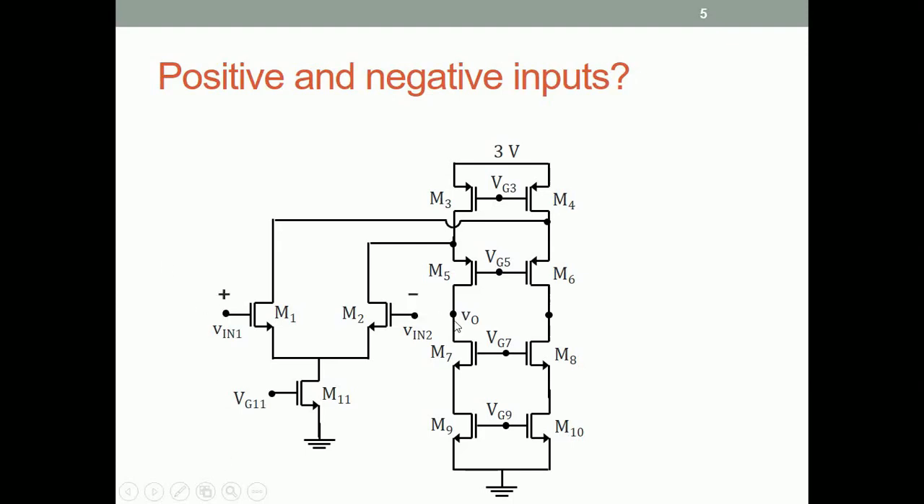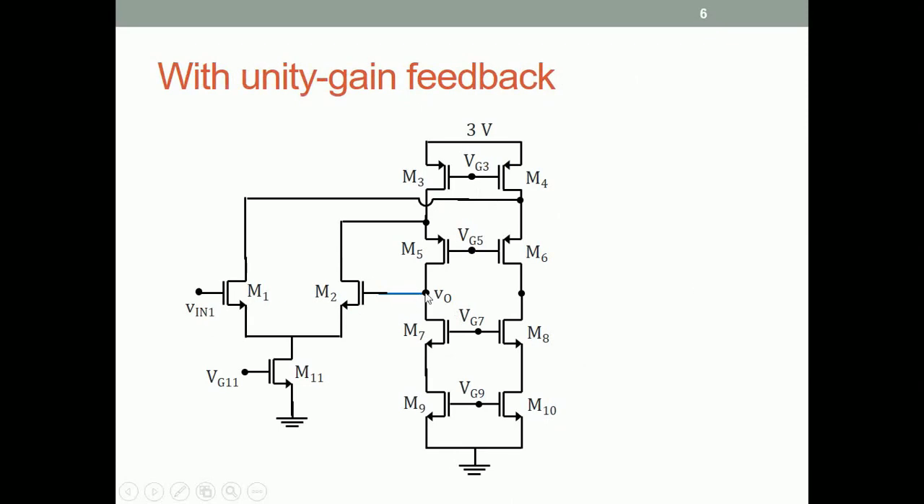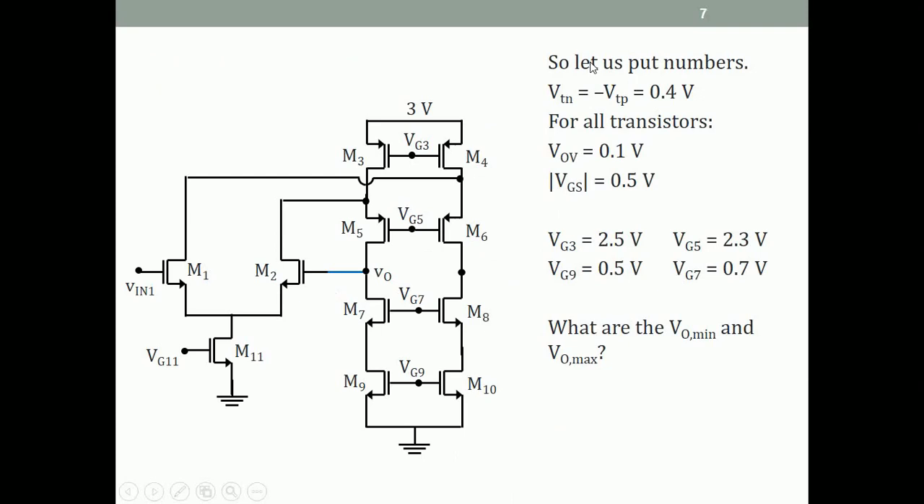So you want to short the output to the negative input terminal and study the output swing. This is what we want to do. Alright, so here is the circuit. So we short the output to the negative input circuit. Alright, and now let's put numbers. We'll put the same numbers as last time we did for the telescopic cascode.